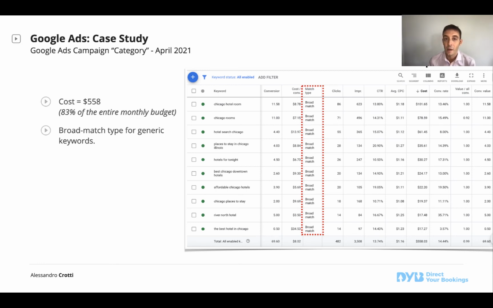I'm not getting into the details, but essentially broad match type generates a really broad match relative to the keyword that has been added to the keyword set in Google Ads. So "Chicago hotel room" generates a whole bunch of potential keywords. And as we're going to look at in a moment, they may be very, very tricky.